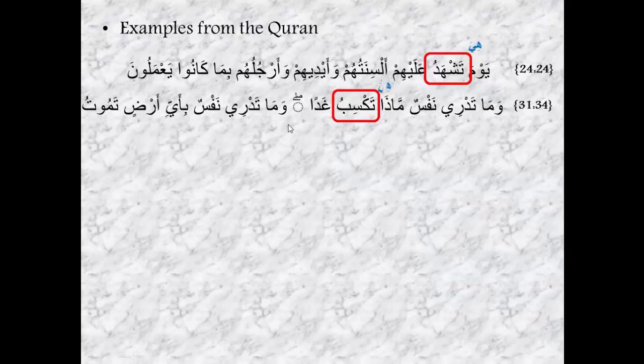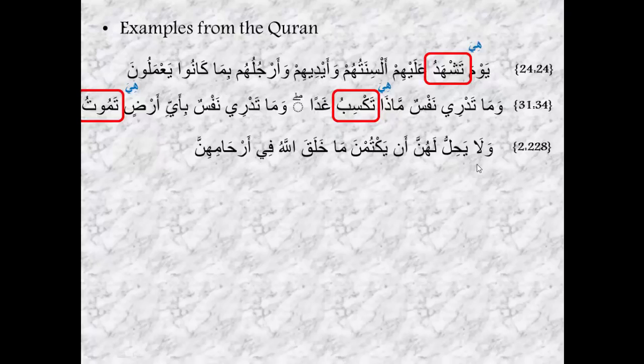The verb taksib, taksibu, is conjugated for hiya taksibu. That is referring to the nafs, the soul, which is singular feminine in Arabic. Also we have tamut, tamutu, also conjugated as hiya, referring to the soul, in which the soul dies or what the soul acquires. Taksib wa tamut.